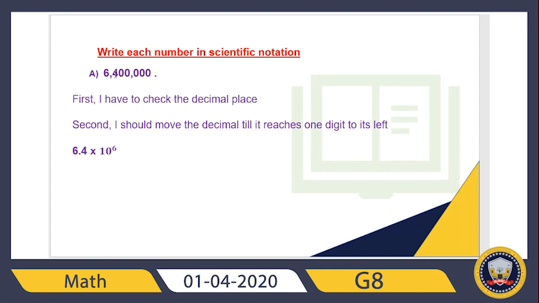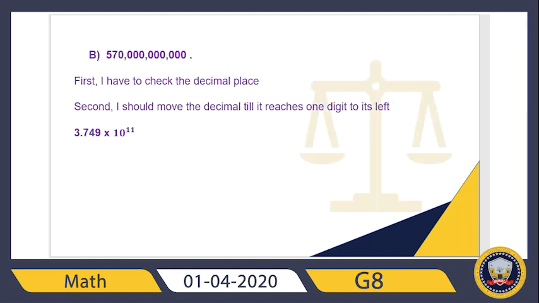This is the whole numbers times 10 power كام؟ طيب how many steps did I move the decimal point to the left side? 1 2 3 4 5 6. يبقى I moved the decimal point 6 steps to the left side. يبقى my new number will be 6.4 times 10 power 6. طيب let's go for another example.